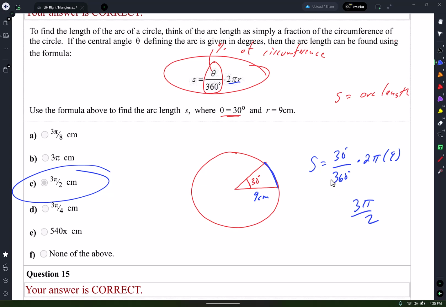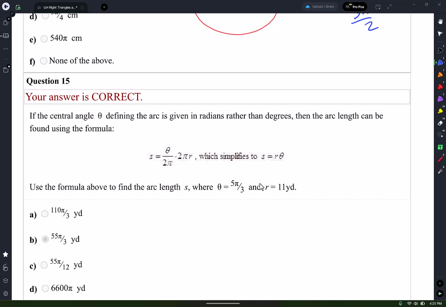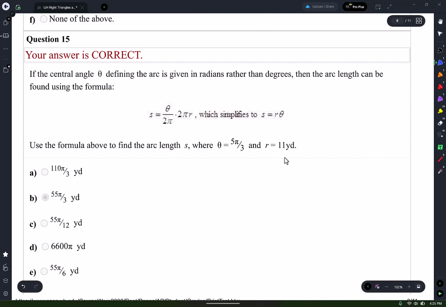All right, here we go with the next one. If the central angle theta defining the arc is given in radians rather than degrees, then the arc length can be found using the formula theta over 2 pi times 2 pi r, which simplifies to r theta. Yep, that's if you have it in radians. The 2 pi's cancel out, see? So my arc length is going to be theta times r. And that's it. Cool or not cool?